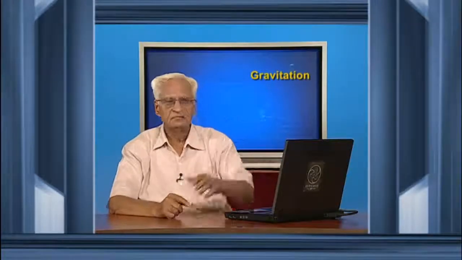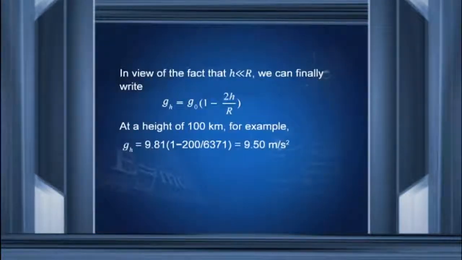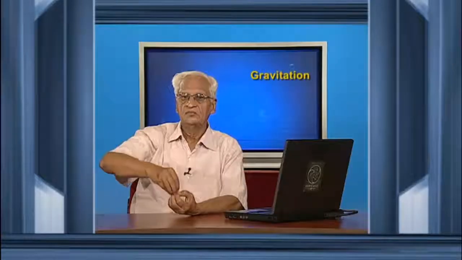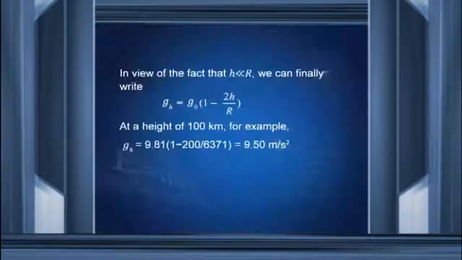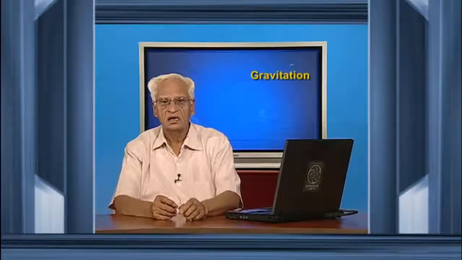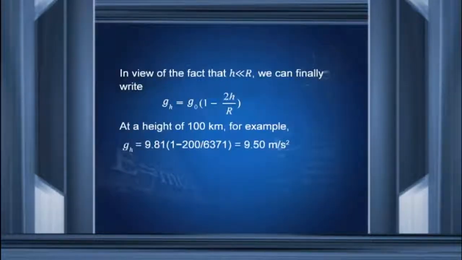And now again we can expand binomially, because h is very small compared with R, and we get g_h, the value of g at a height h from the surface of the earth, equal to g0 into (1 minus 2h by R). At a height of 100 kilometers, for example, g_h would be 9.81 into (1 minus 200 by 6371), which is equal to 9.50 meter per second square. 6371 kilometers is the radius of the earth.